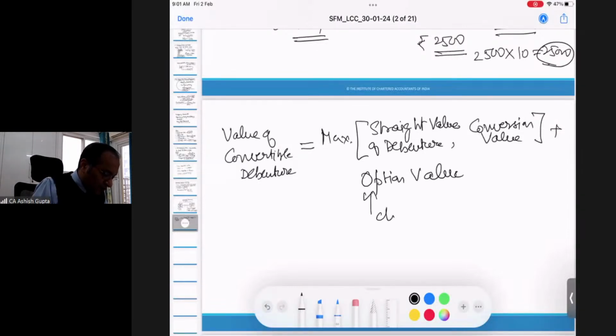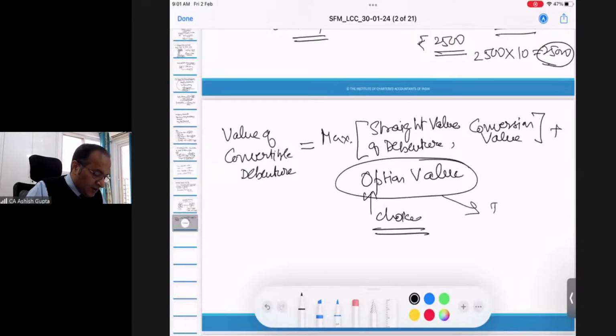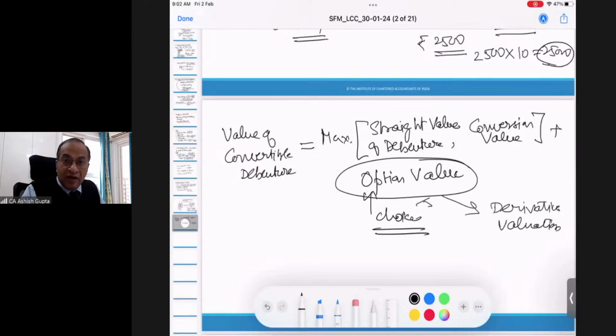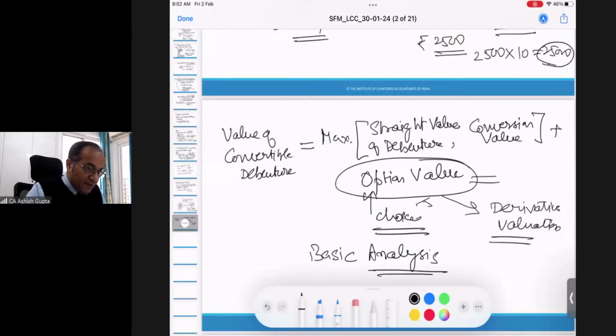It means, because we have been given the choice. Normally this option valuation is covered under the derivative valuation topic. When we analyze a security from the convertible point of view, we do the basic analysis, so we normally leave apart this option valuation aspect and concentrate on the basic valuation.